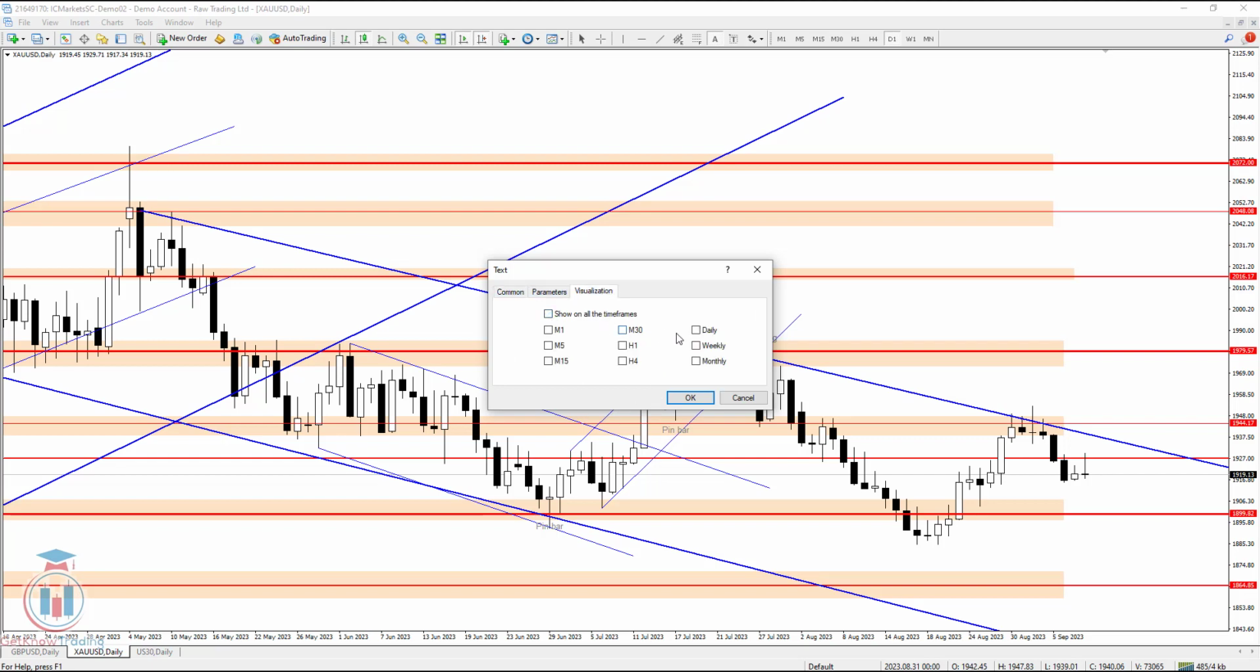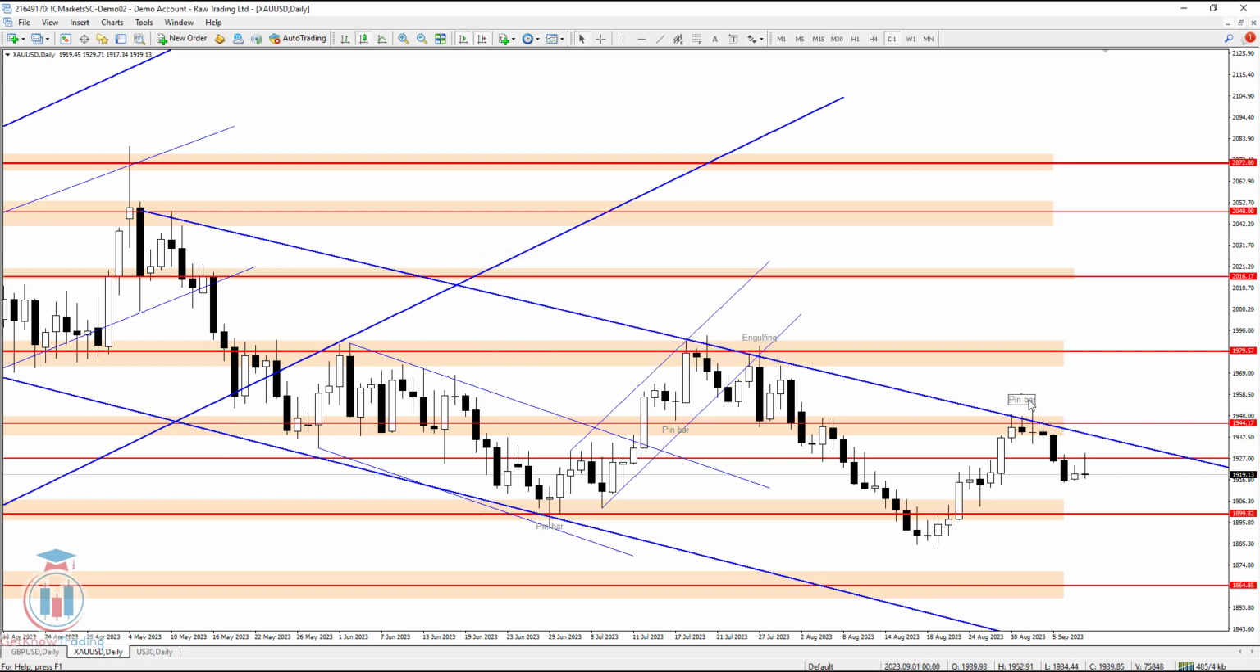Bearish pin bar, okay. A bearish pin bar that's formed here, and also the Monday has started with this small bearish candle which has closed below.